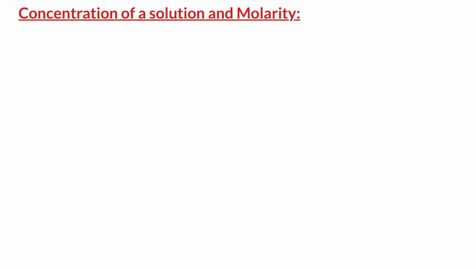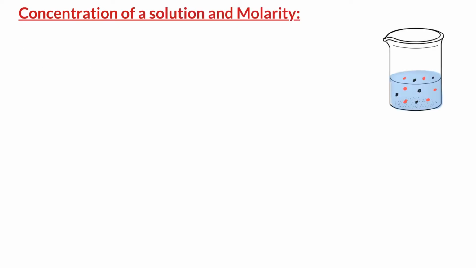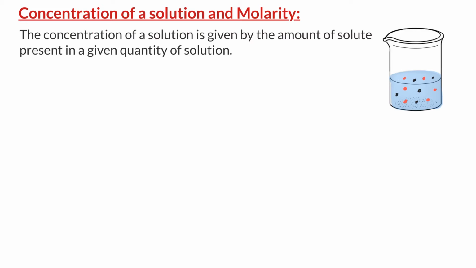We discussed earlier that many reactions occur in solutions. Therefore, in order to do any calculations based on stoichiometry, it is important to define how much solute is present in a given amount of solution. This is called the concentration of the solution. The concentration of a solution is given by the amount of solute present in a given quantity of solution.